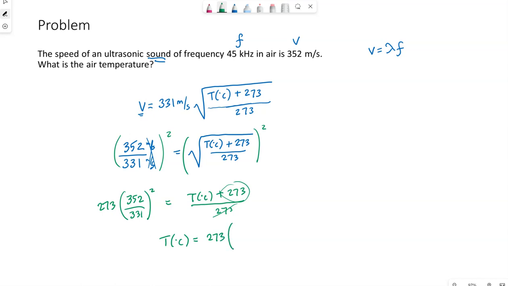So 273 times this ratio, this will give us the temperature of the air. Again, assuming the air is dry, so very little humidity, and at sea level.